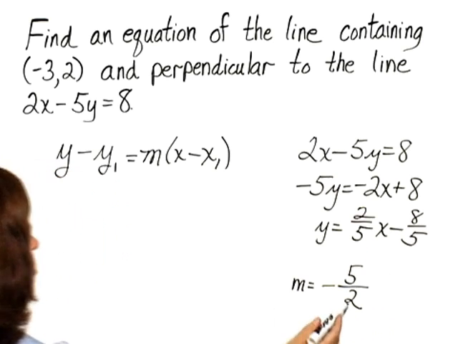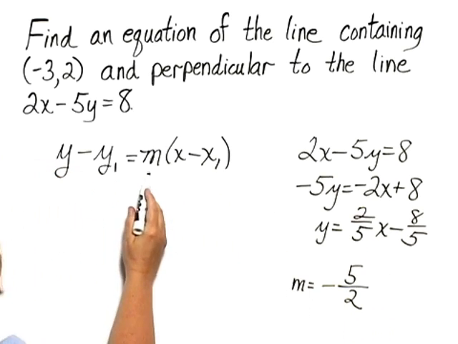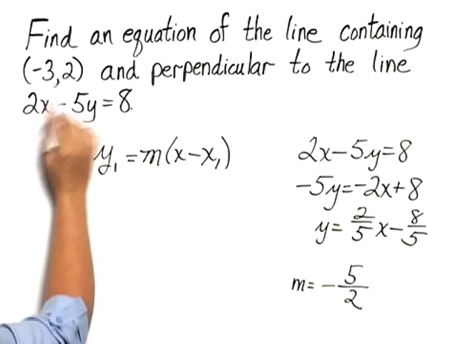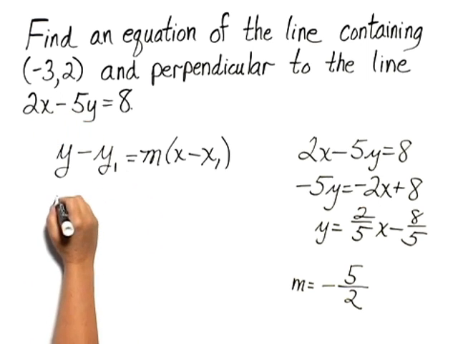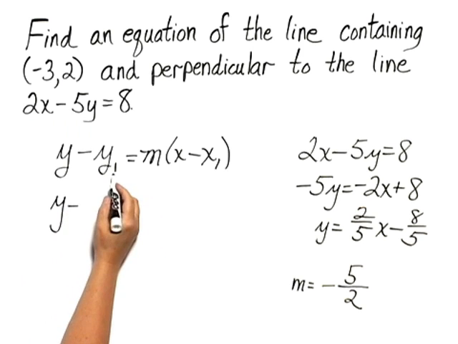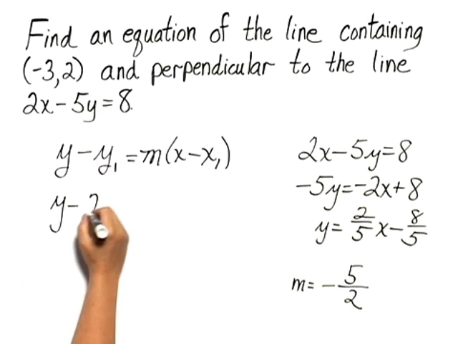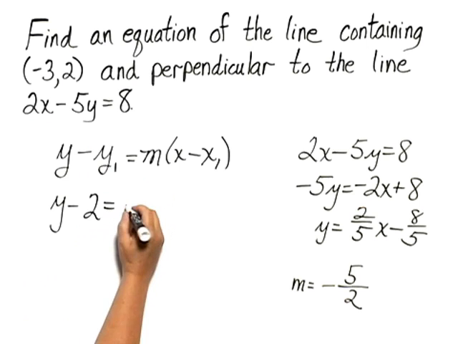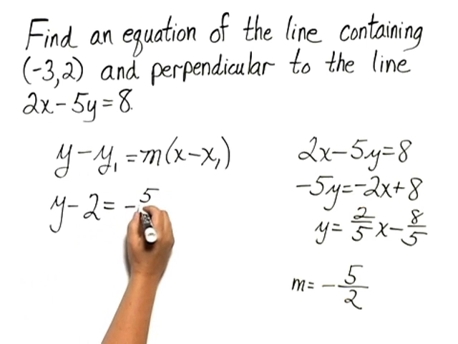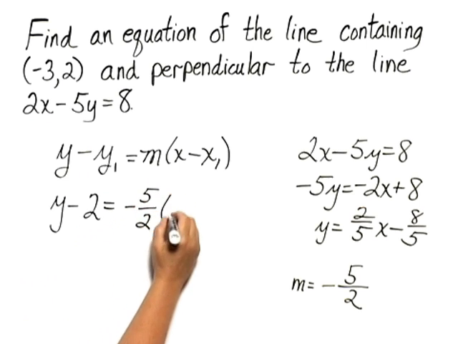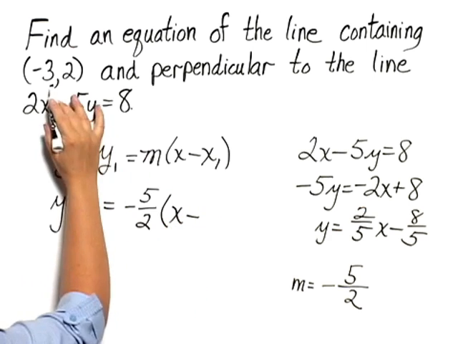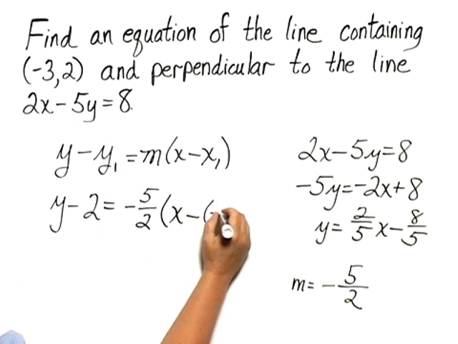We take this slope and substitute it back in the point-slope form along with the point that we're given. And we have y - y₁, where y₁ is 2, equals m, which is -5/2, times x minus, and then x₁ is -3.